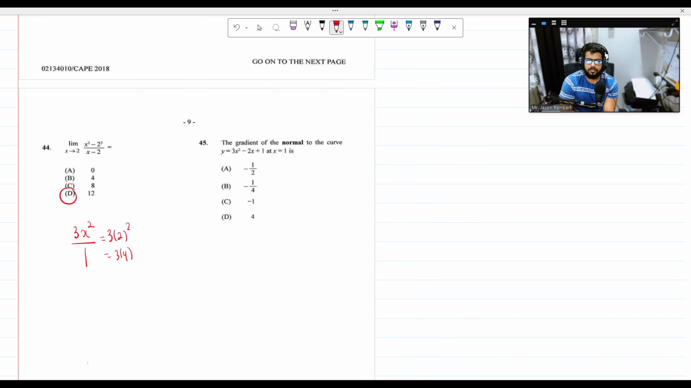The gradient of the normal to the curve at x is 1. Let me differentiate. Y prime is equal to 3x squared, I'm going to get 6x minus 2. When x is 1, I'm going to get 6 into 1 minus 2. 6 minus 2 is 4. Flip it, I get a quarter. Change the sign, I get minus 1.